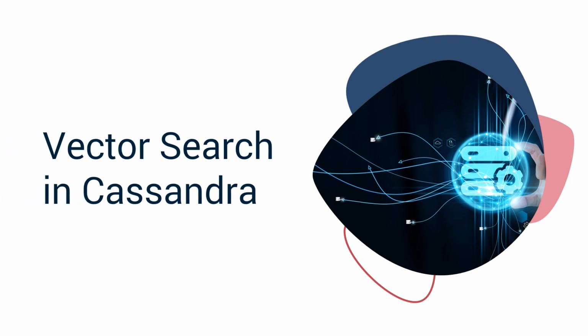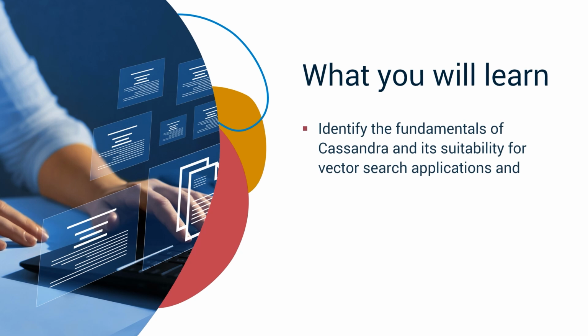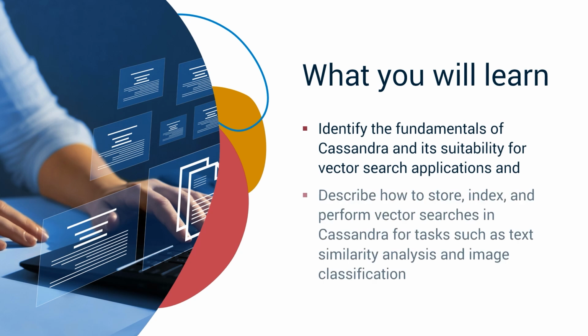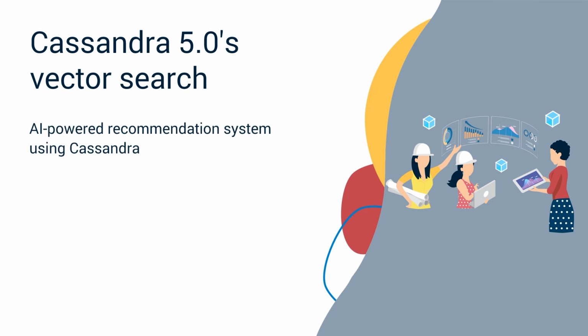Welcome to Vector Search in Cassandra. After watching this video, you will be able to identify the fundamentals of Cassandra and its suitability for vector search applications, and describe how to store, index, and perform vector searches in Cassandra for tasks such as text similarity analysis and image classification.